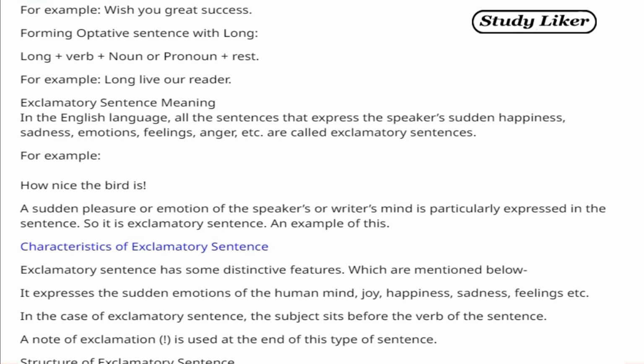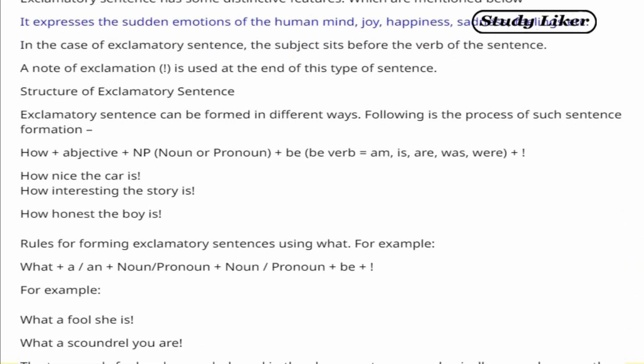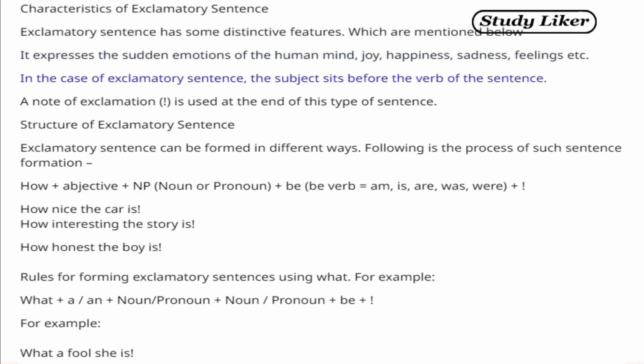Characteristics of exclamatory sentence. Exclamatory sentences have some distinctive features, which are mentioned below. It expresses the sudden emotions of the human mind: joy, happiness, sadness, feelings, etc. In the case of an exclamatory sentence, the subject sits before the verb of the sentence. A note of exclamation is used at the end of this type of sentence.